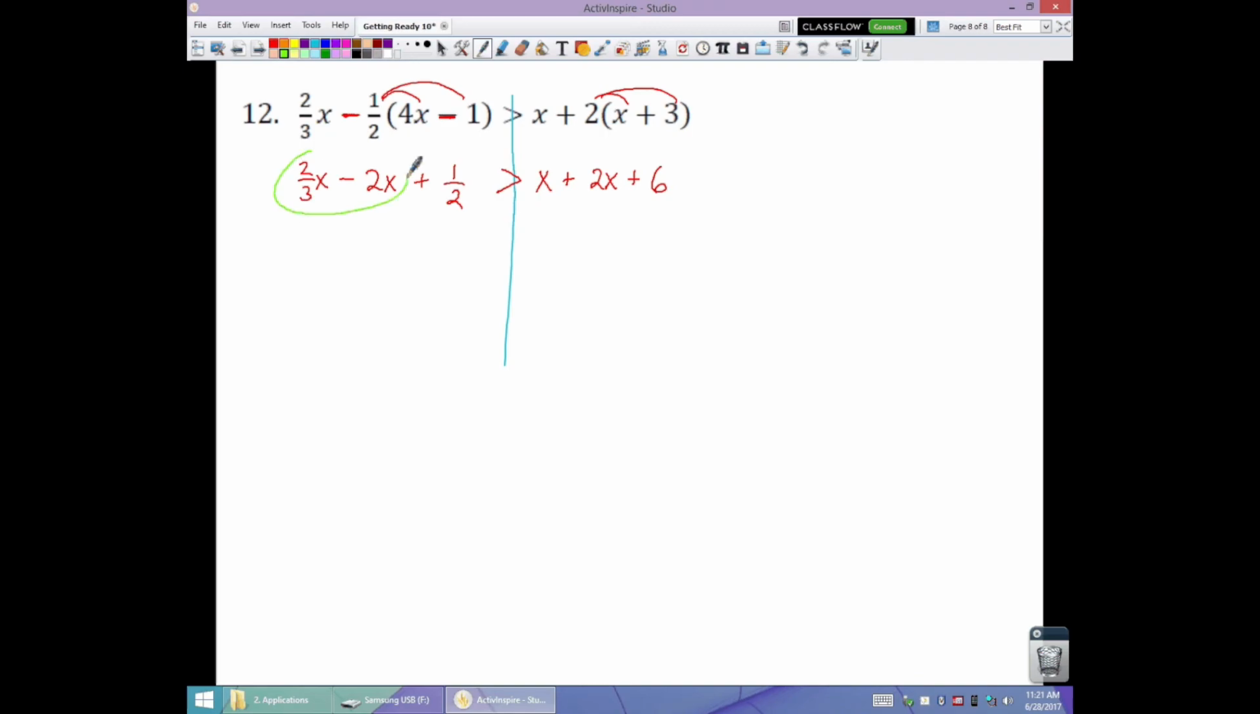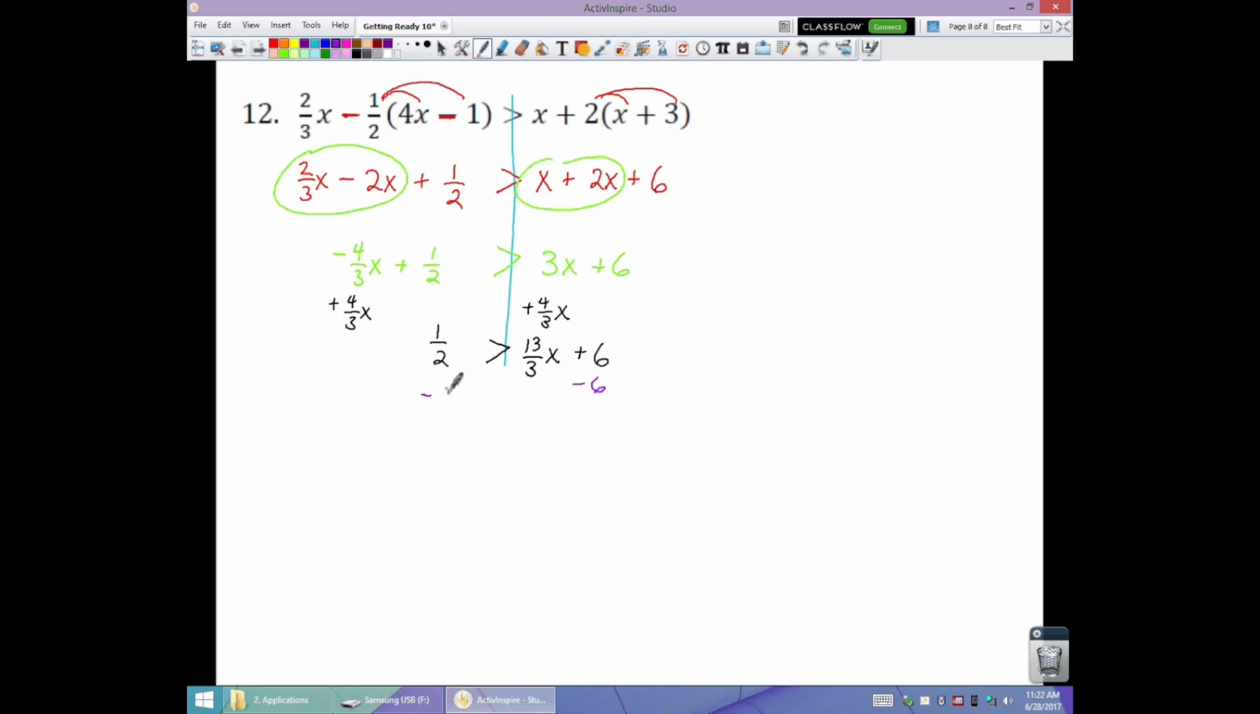Both sides have some like terms that can be combined before I move on. So 2/3 x minus 2x. Well, 2x is really like 6/3. So 2/3 minus 6/3 is negative 4/3 x plus 1/2 is greater than 1x and 2x is 3x plus 6. Now I need to cancel one of my variables. Since negative 4/3 is smaller than 3, I'm going to add 4/3 x to both sides, leaving me 1/2 greater than, now if I make these into both thirds, this is 9/3 plus 4/3 is 13/3 x plus 6.